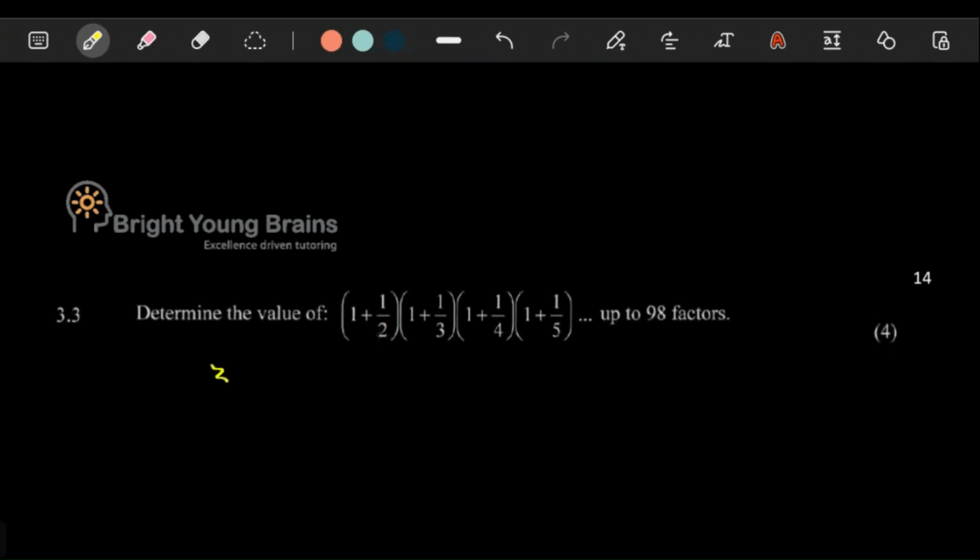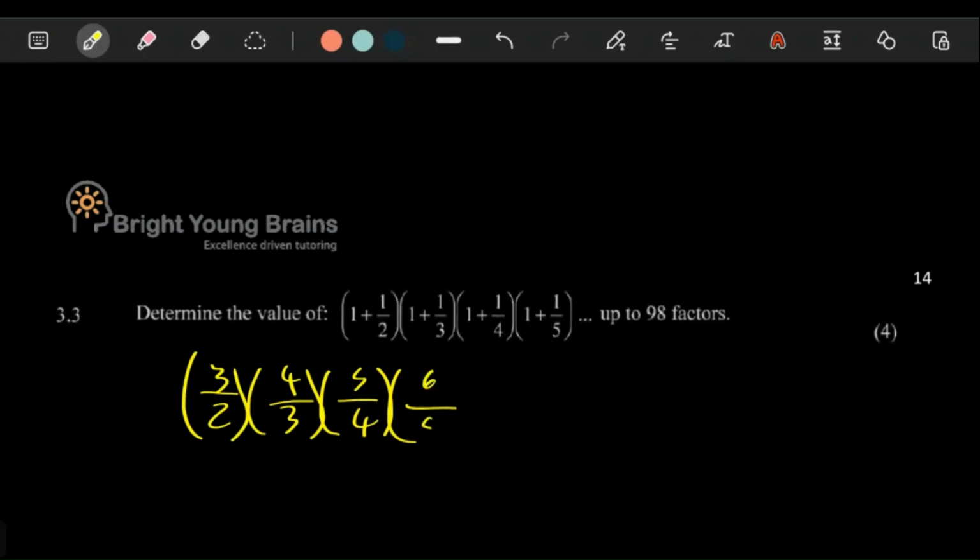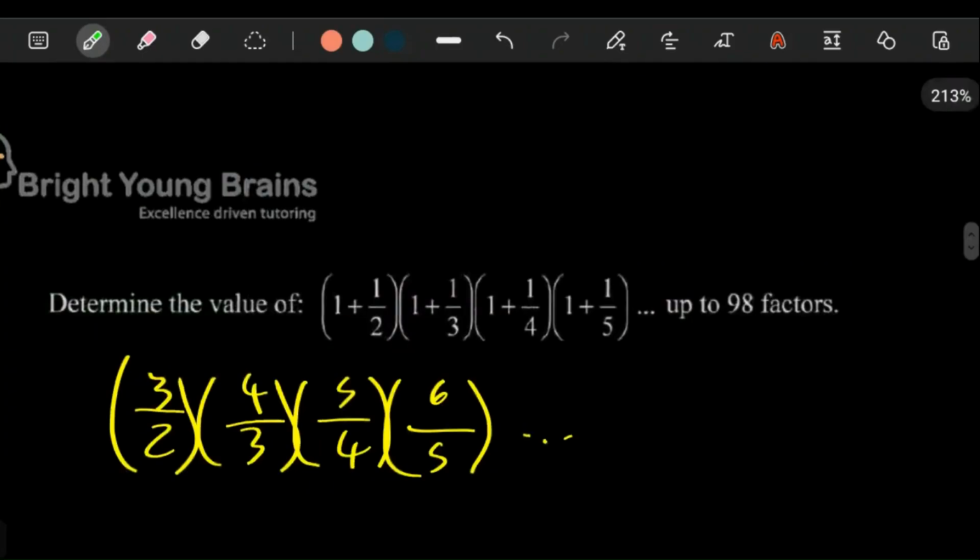1 plus a half is 3 over 2. The next one, 1 plus a third, gives you 4 over 3. Oh, I can already see what's going on here. Then 1 plus a quarter gives you 5 over 4. And then 1 plus 1/5 gives you 6 over 5. Remember, this is going on until 98 factors. What you want to recognize is, just look at the trend that you can work with.